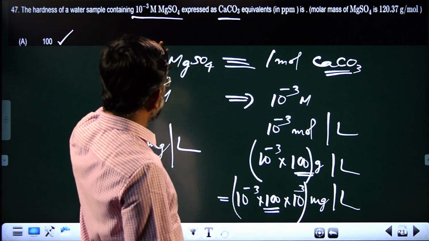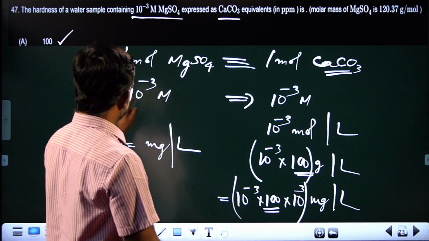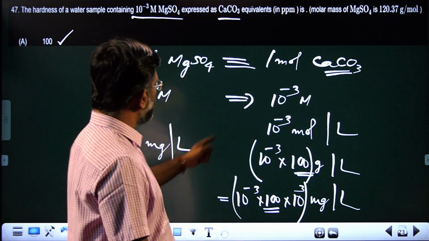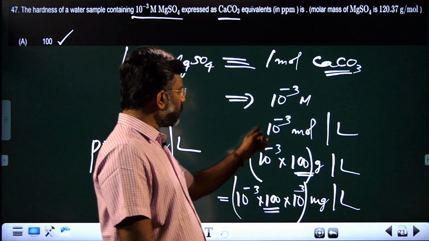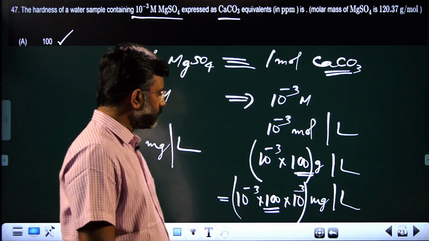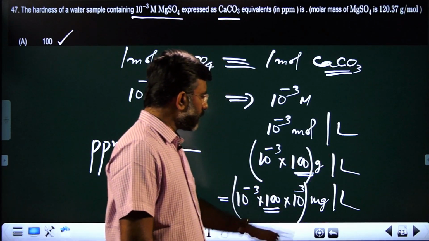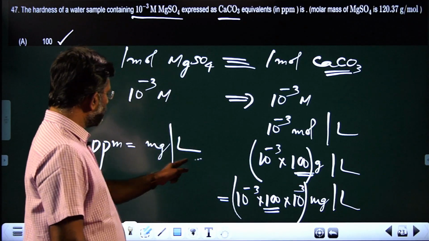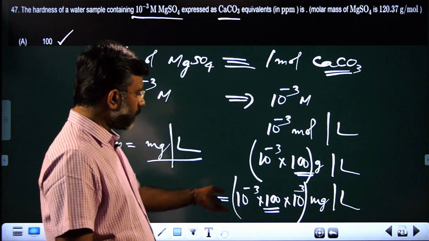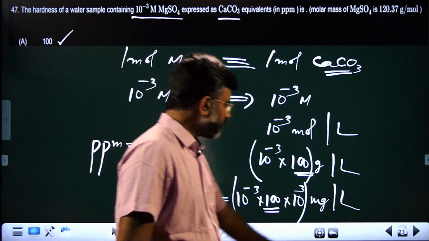So 1 mole magnesium sulfate is equivalent to 1 mole calcium carbonate. So 10 power minus 3 molar magnesium sulfate is equivalent to 10 power minus 3 molar calcium carbonate. That is 10 power minus 3 mole per liter, 10 power minus 3 into 100 gram per liter. 100 is the molar mass of calcium carbonate. Now ppm is milligram per liter, so it is converted to milligram. You get 100. Next.